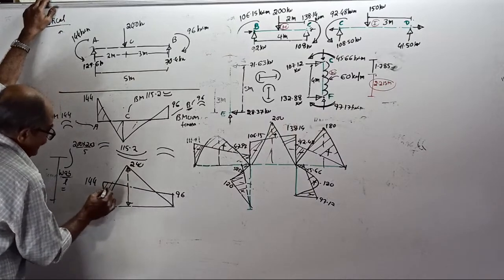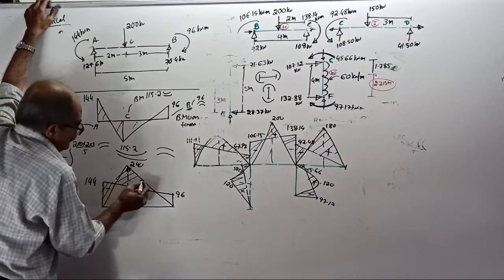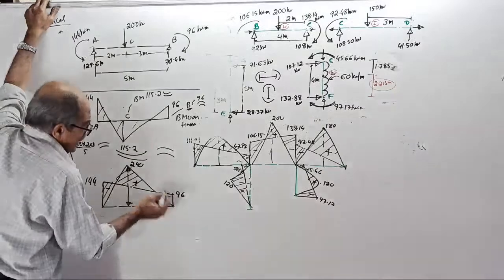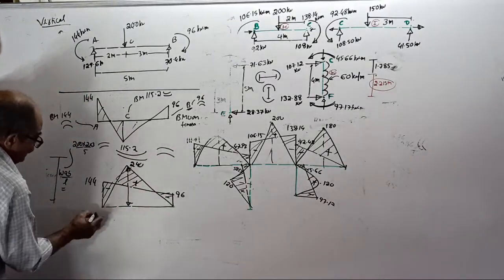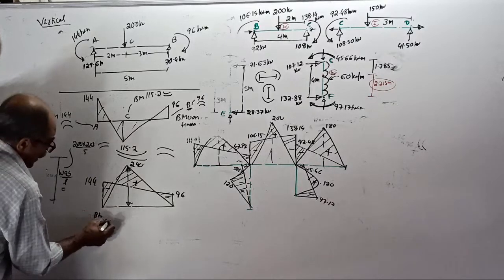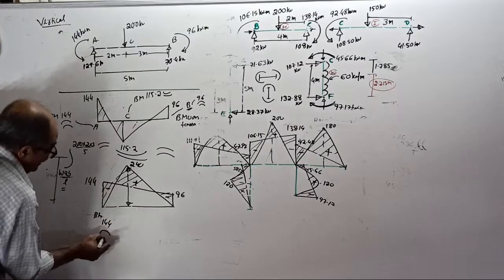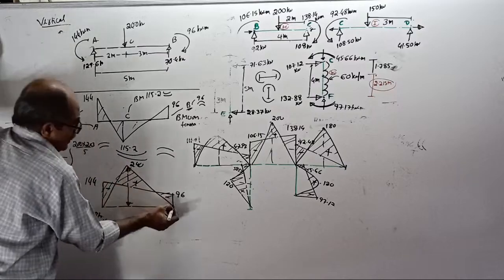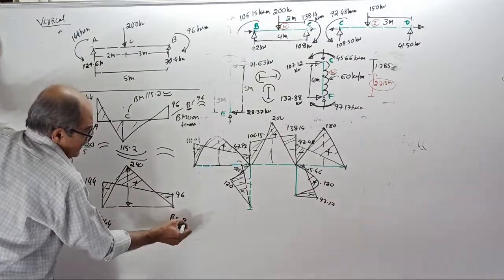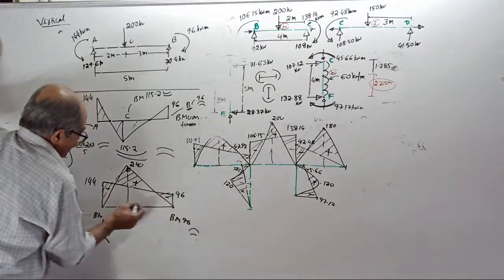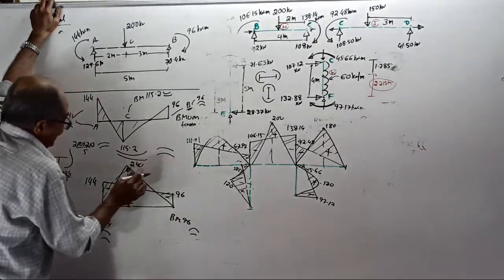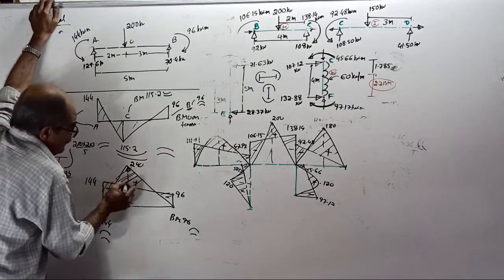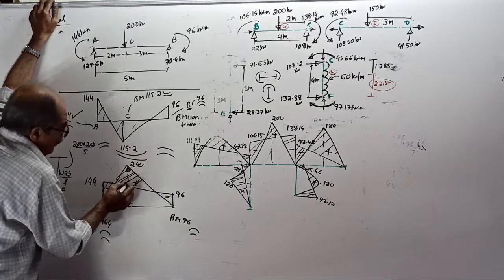Then they will tell negative, positive and negative. Now if you want BM at this point, here BM is 144 negative hogging. Same as our answer. BM here is 96 negative hogging. BM here, you cannot get it. If you want, see, this is the resultant BM. If you want BM here, what do you have to do?